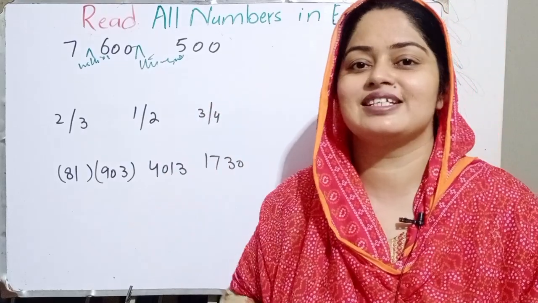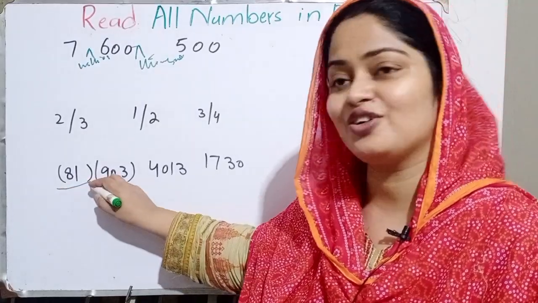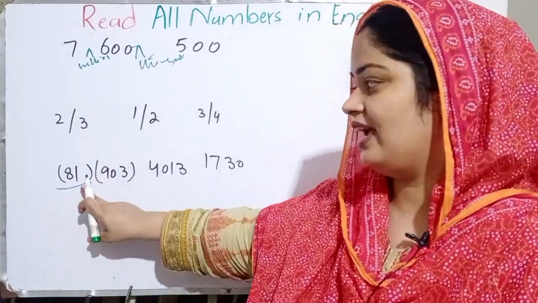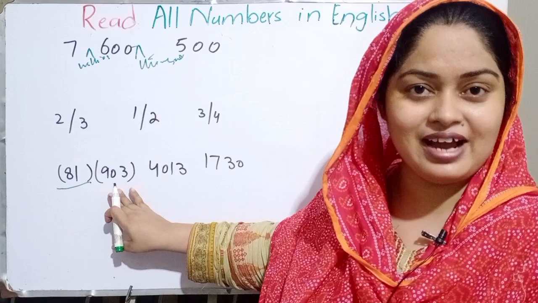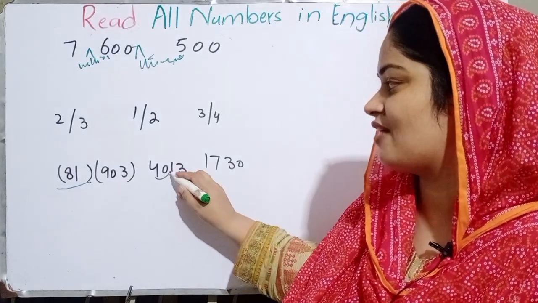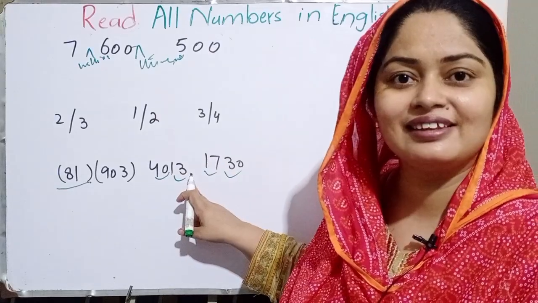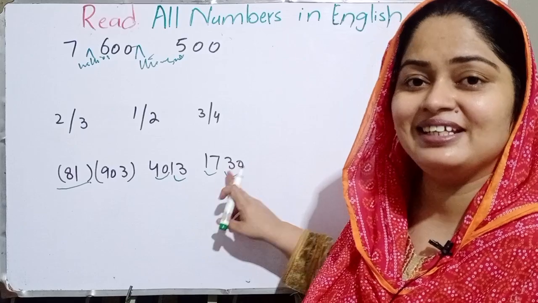Now coming towards the phone numbers, the most important. The first is the country code, 81. Area code 903. Again, there are 4 figures. You have to separate them into 2 and 2. 40, 13, 17, 30.